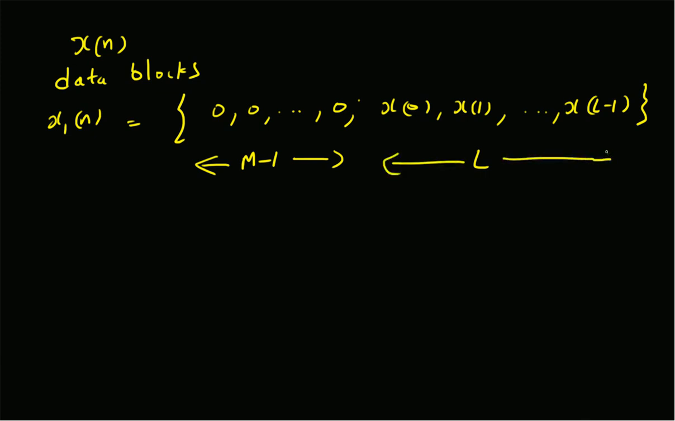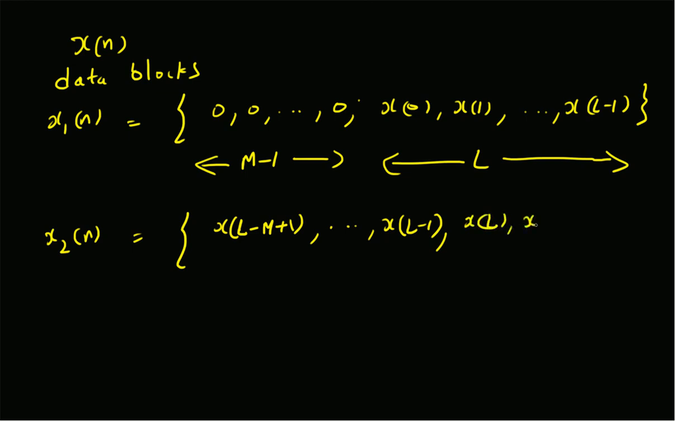So the first block has only L actual values and M minus 1 dummy values, that is, M minus 1 zeros. And then for the second block x2 of n, we have the last M minus 1 values from the first block, that is x of L minus M plus 1, and so on up to x of L minus 1. And then we have new values, that is x of L, and so on, and the last value will be x of 2L minus 1. So that will be the second block. These are M minus 1 old values and L new values.